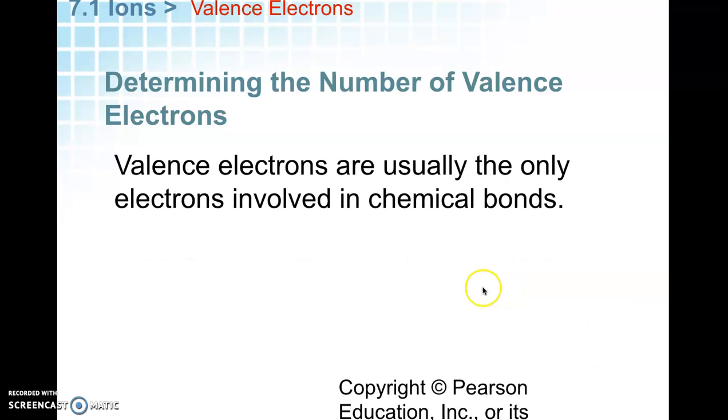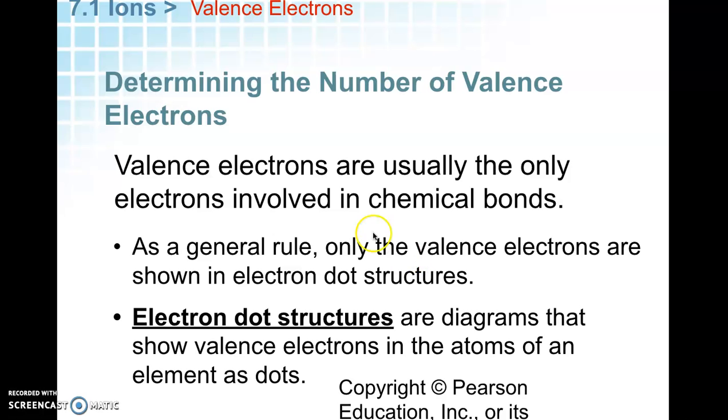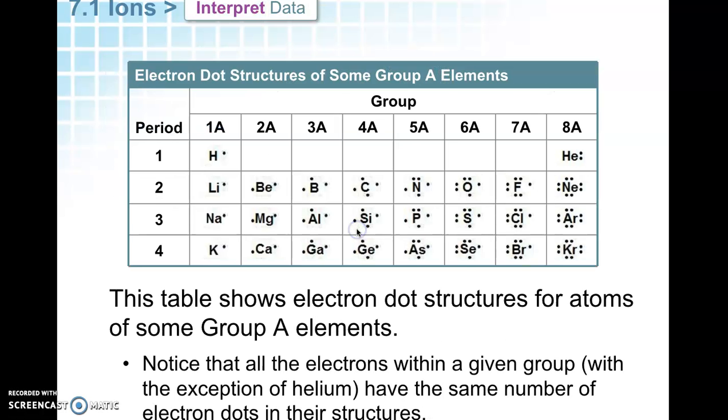The valence electrons are what do all the bonding. So when we talk about bonding in these next couple of videos, that's what we're going to be dealing with, the valence electrons. As a general rule, only valence electrons are shown in electron dot structures. Electron dot structures are just diagrams that show the valence electrons. And we'll give you a couple of examples here.